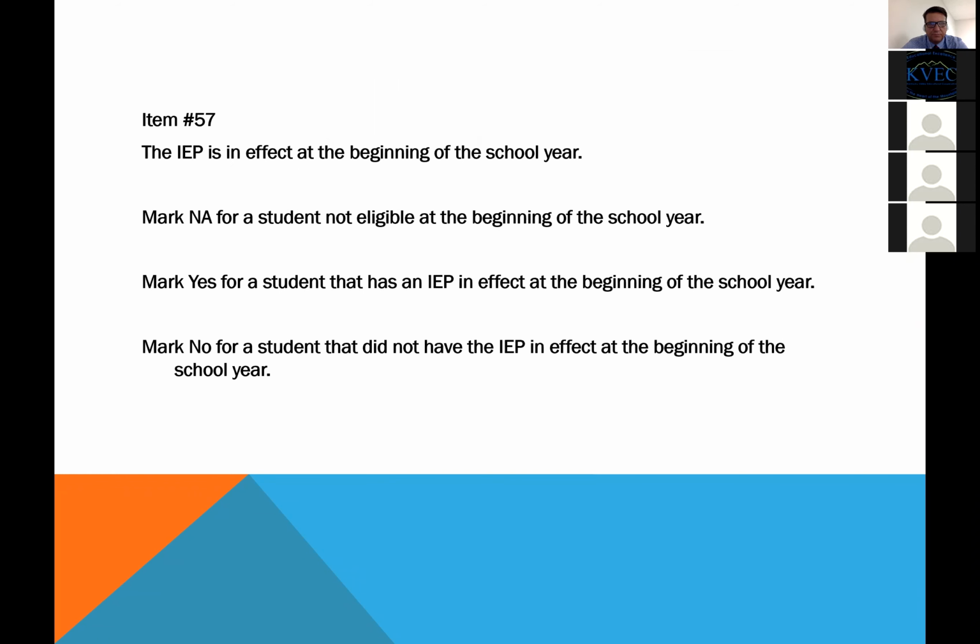Item number 57, the IEP is in effect at the beginning of the school year. So we're going to mark NA for a student that's not eligible at the beginning of the school year. They may have been tested and placed after the school year started, so it would be NA. Mark yes for a student that has an IEP in effect at the beginning of the school year. And of course, we're going to mark no for a student that did not have an IEP in effect at the beginning of the school year.